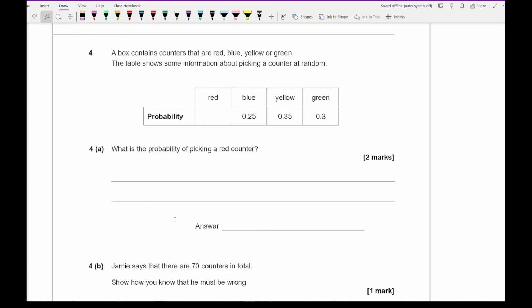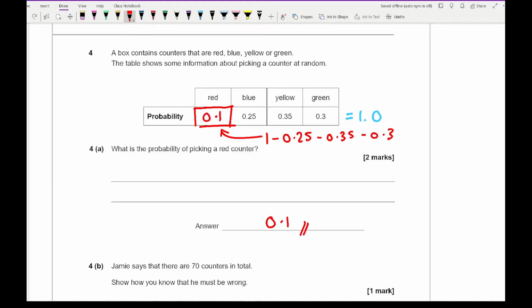Now, when you've got a table, what you need to make sure is that all of those probabilities add up to 1.0. So to find this missing number, and let's just do that in red, all I need to do is do one takeaway all the other decimal numbers in the table. So 0.25 minus 0.35 minus 0.3. And then I should have an answer of 0.1. And I'll just write that in the answer box as well.